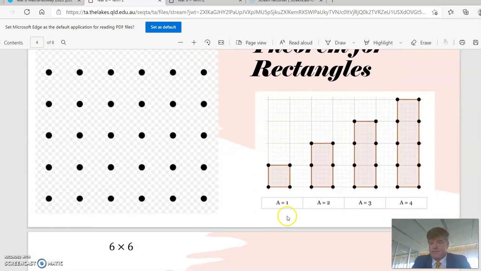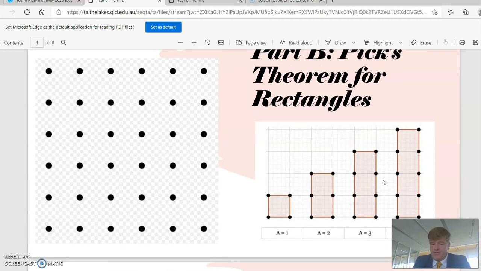So you can see here, this person has started, and they haven't quite gone to 5 on their grid paper here, but they've drawn one that's 1 by 1, one that's 1 by 2, one that's 1 by 3, and so on. So your job is to, in a methodical way, draw your 15 rectangles.